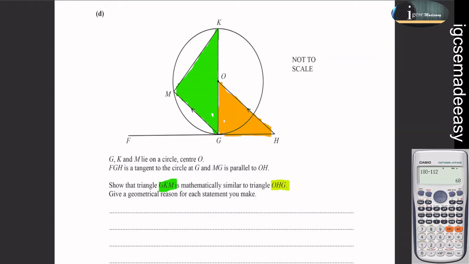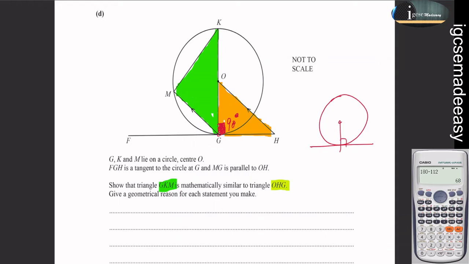So just now I told you, and it is also given that this is a tangent, right? This FH is a tangent, right? So if this is a tangent, then the line that joins from the center of the circle will give you 90 degrees. So this angle will be 90 degrees, right? This angle is 90.